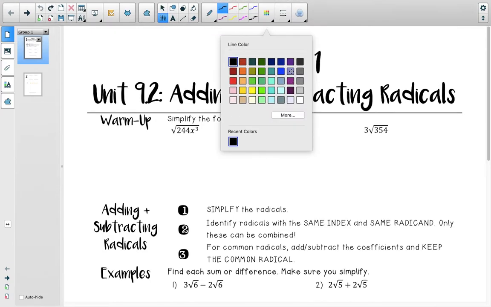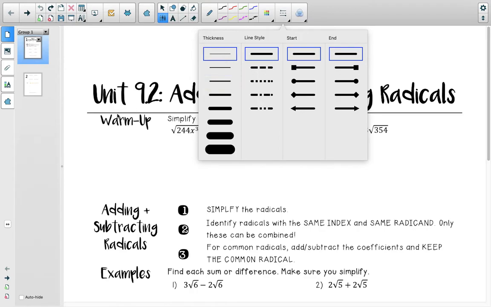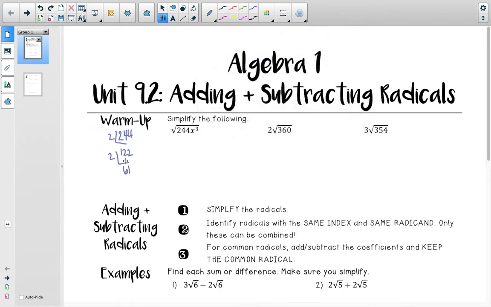Okay, so 244 is an even number, so we know we can take it and divide by 2. That is 122. Divide that by 2. It's 61. It's not even. It doesn't divide by 3, and it doesn't divide by 7. And we know it doesn't divide by 5. So that's prime. So that's the pair. That's going to go to the outside. The 61 will stay on the inside.